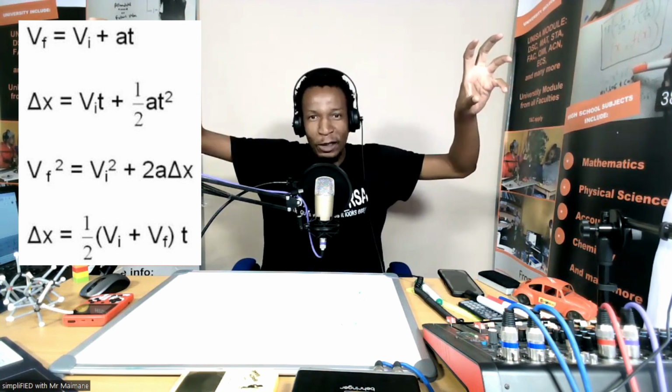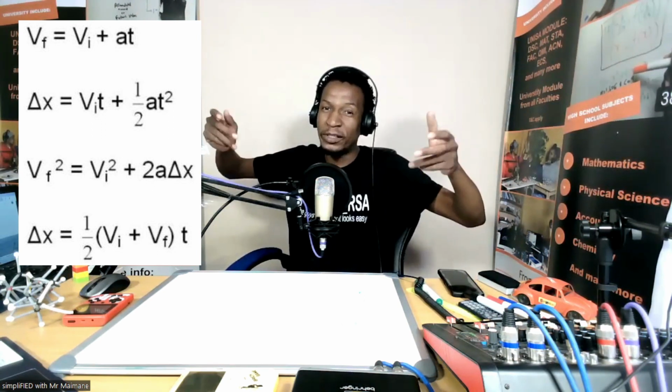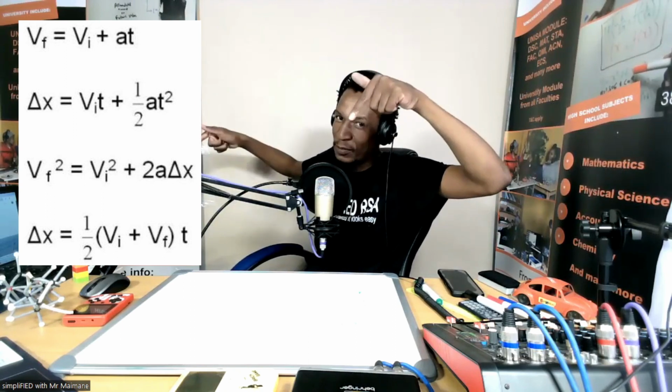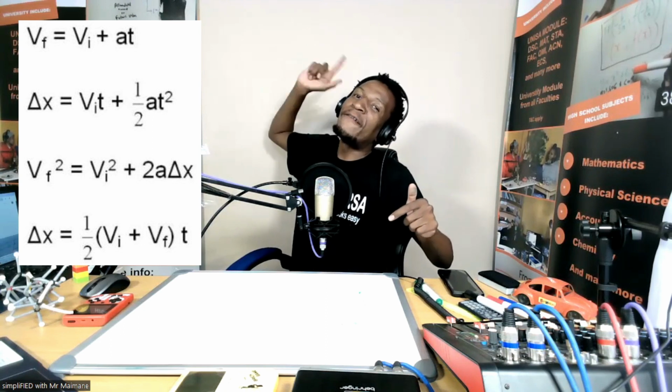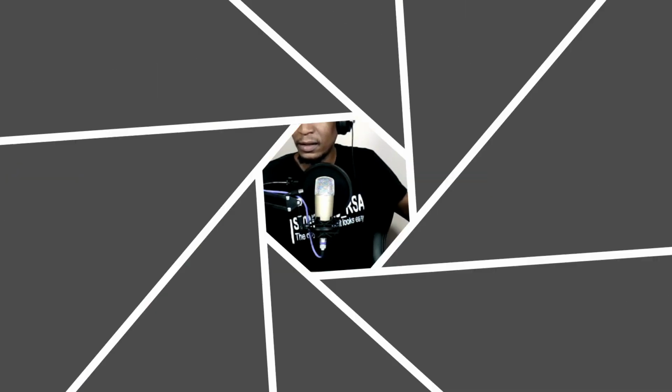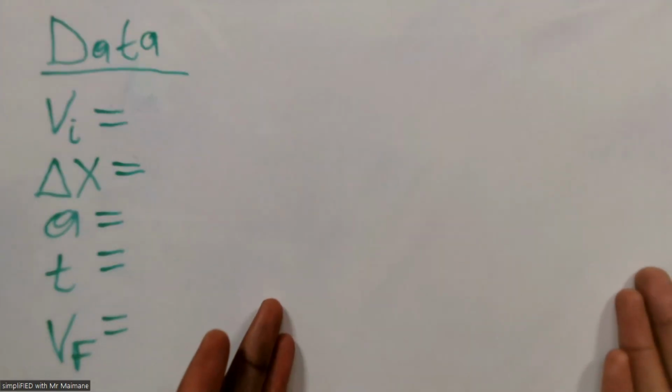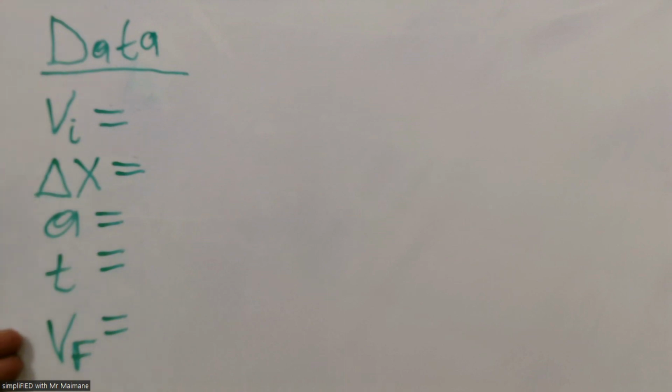Either this one is known or that one is unknown, but we call them variables, just like when we are solving for x in mathematics, which is the unknown variable. So these equations involve five variables. We have the initial velocity, the change in distance, the acceleration, the time, and the final velocity.